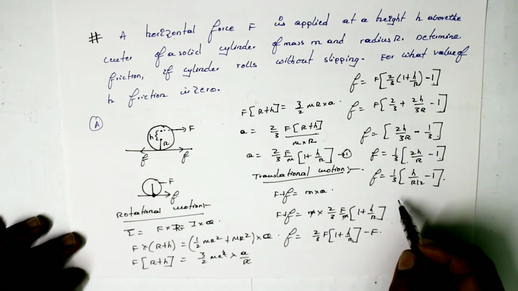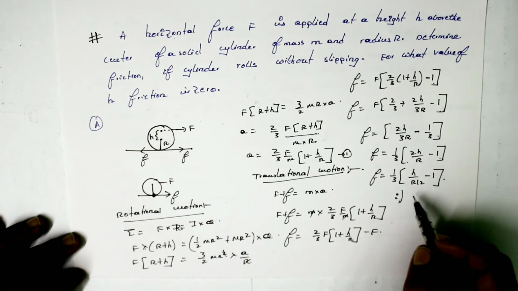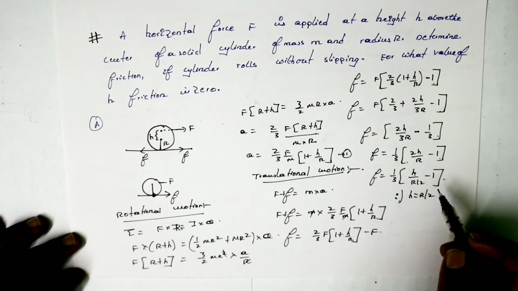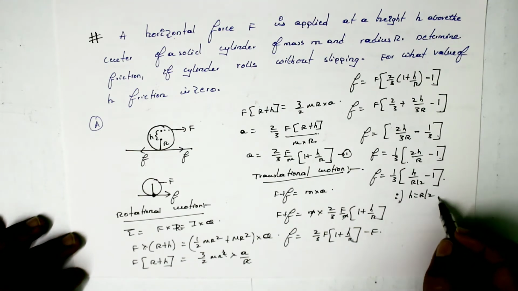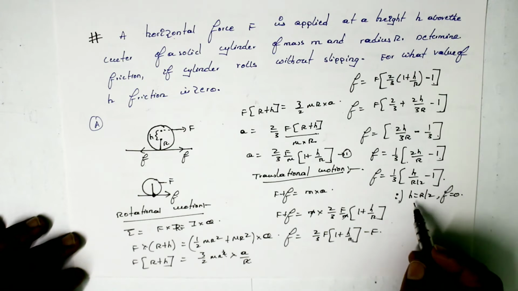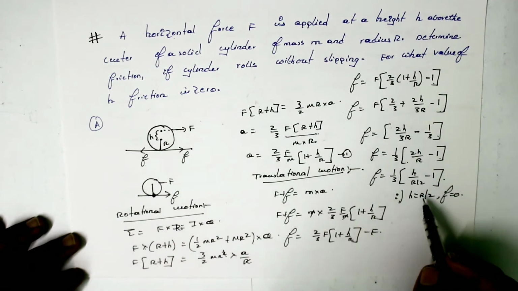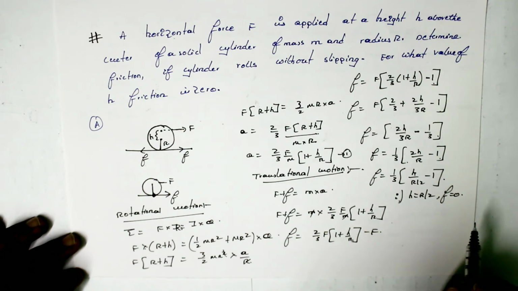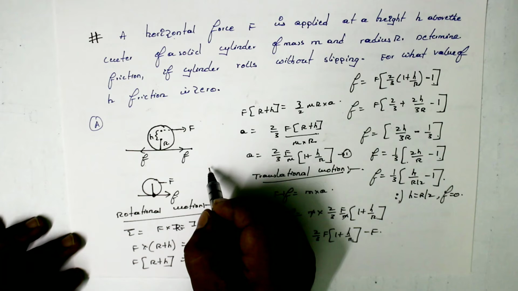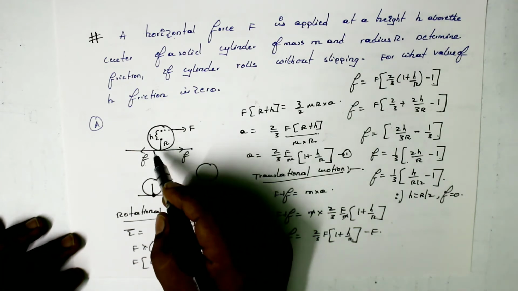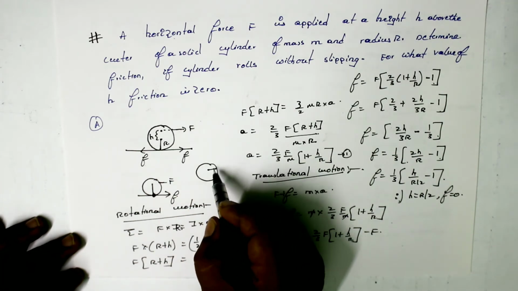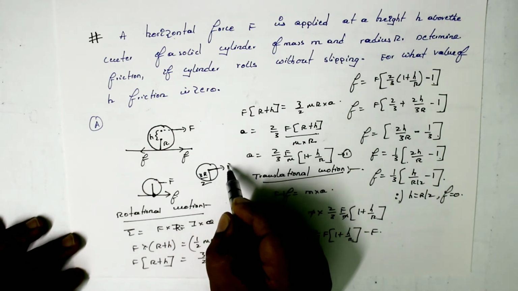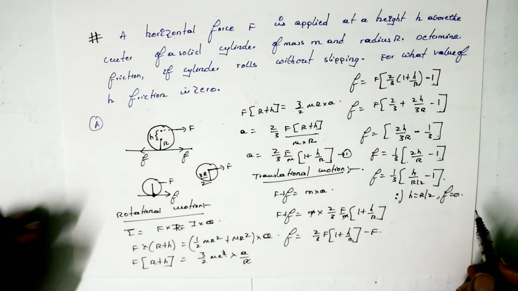By this I can say some conditions. The first condition is if H is equal to R by 2. If H and R by 2 are equal, then the bracket becomes 1 minus 1, which is 0. It means that if I apply the force at a height of R by 2, then definitely the friction acting will become 0. So the total height at which I have to apply this force is R plus R by 2, that is at a distance of 3R divided by 2. At this height, if I apply the force, then the frictional force will become 0.